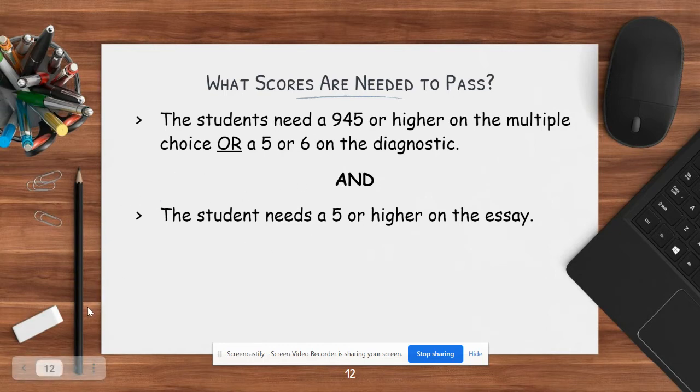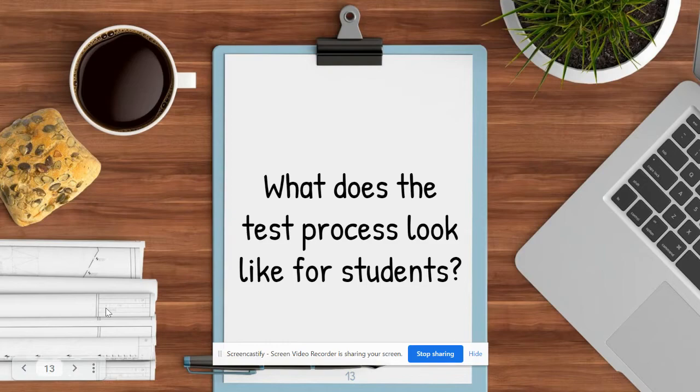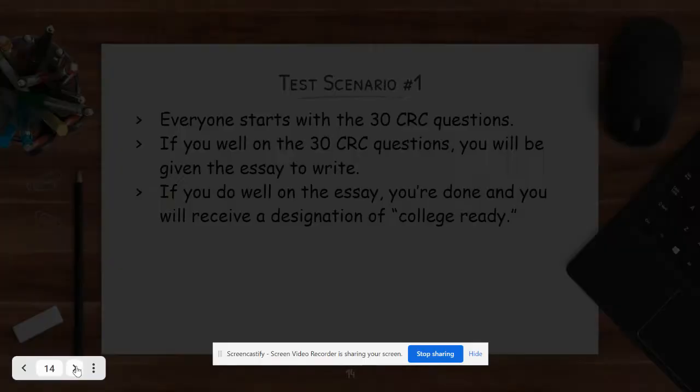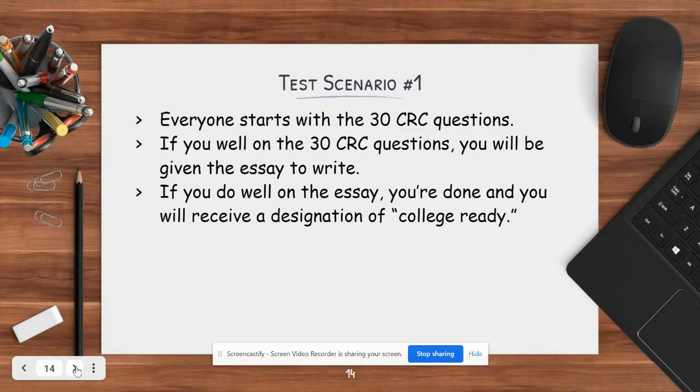And I do have this slideshow in the Canvas course. You don't really need to take notes. Okay, so what does the test process look like for students? I want to give you a couple different scenarios. This is the best scenario of the 3. This is the one we hope all students get.